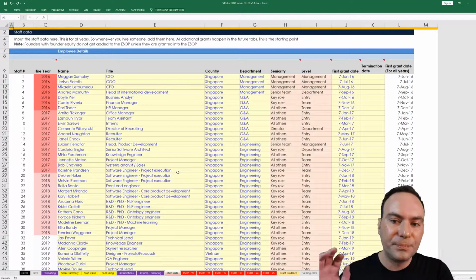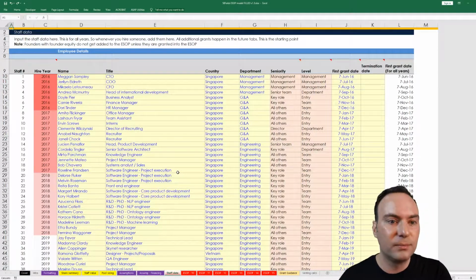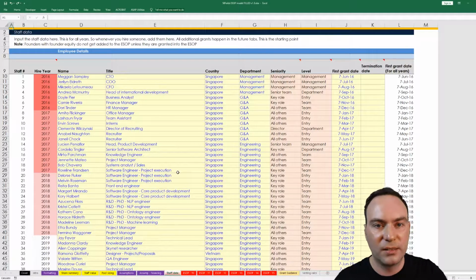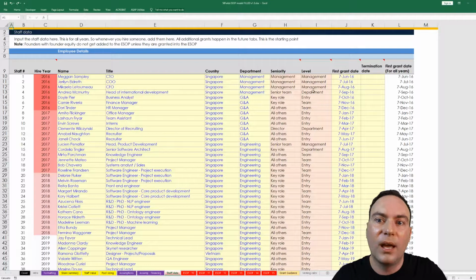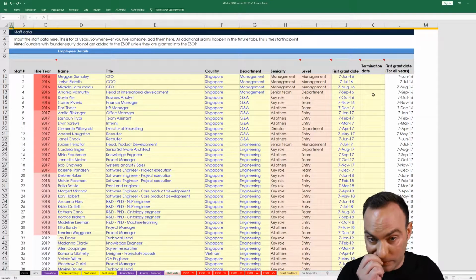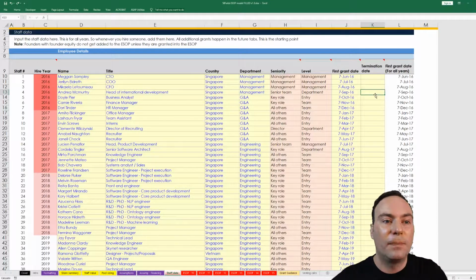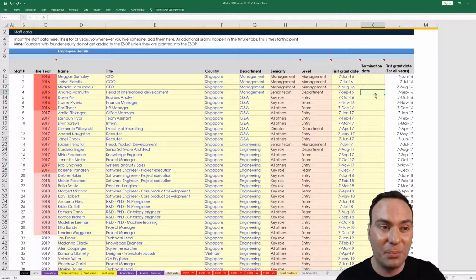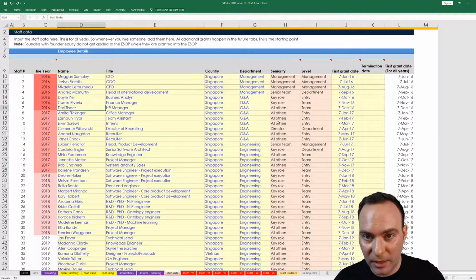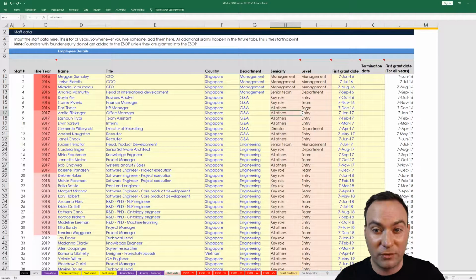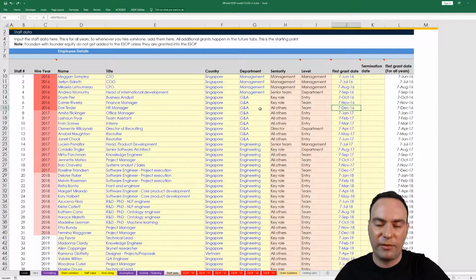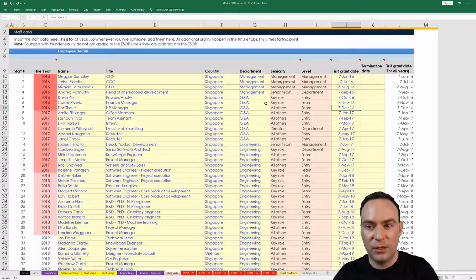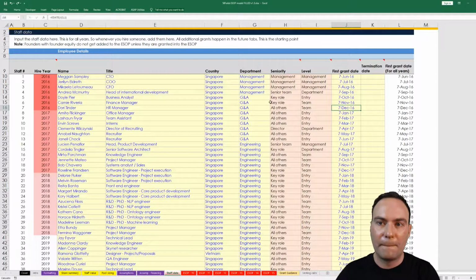Staff data. It's the first sheet you're going to want to fill in, and that's by putting in the names, the titles, country, department, whatever, the seniority, the level, first grant. And if you fire them, you do it here, not anywhere else. The most important ones that you have to put in are their name, the seniority, the level, and when you first grant them. You have to fill those in. Other ones you can fill in. I recommend filling everything in, but you have to fill in those ones for this model to work, okay?